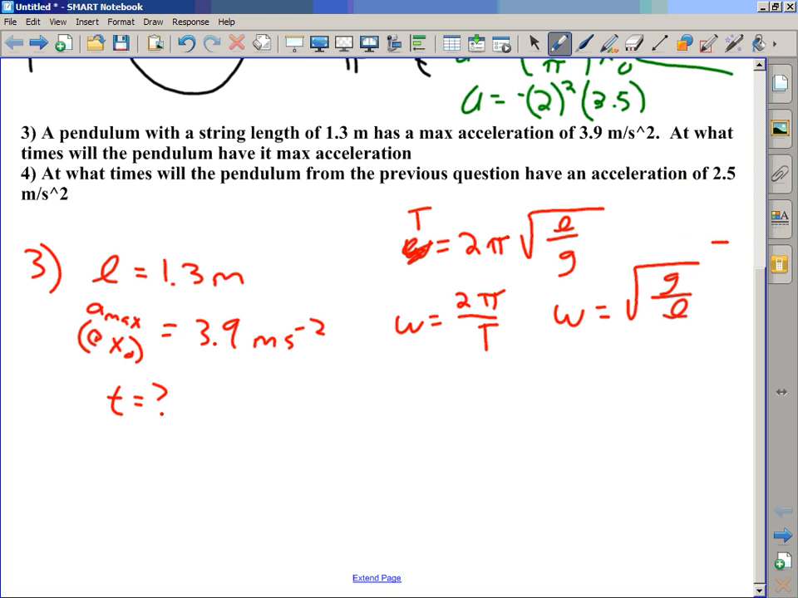And yes, this is something I'd memorize. Or you can memorize the period and be able to get to it. All right. We can derive this.